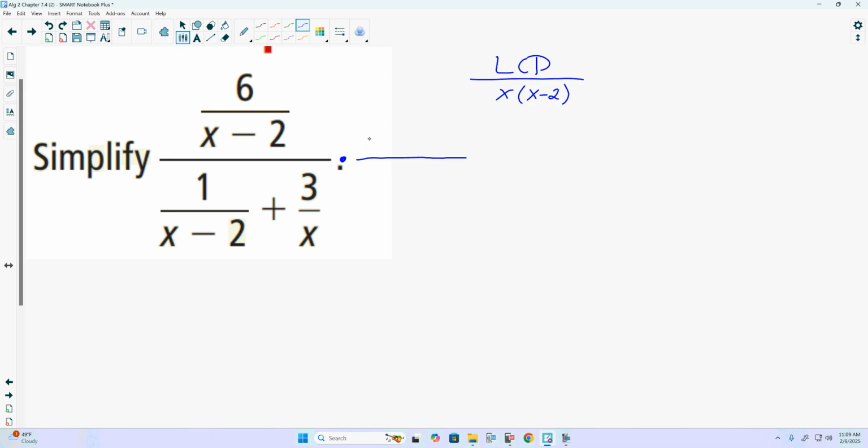Yes, since it only shows up one time in the one spot it showed up, we only need it once. With our 3 over x, so we need it at least once.